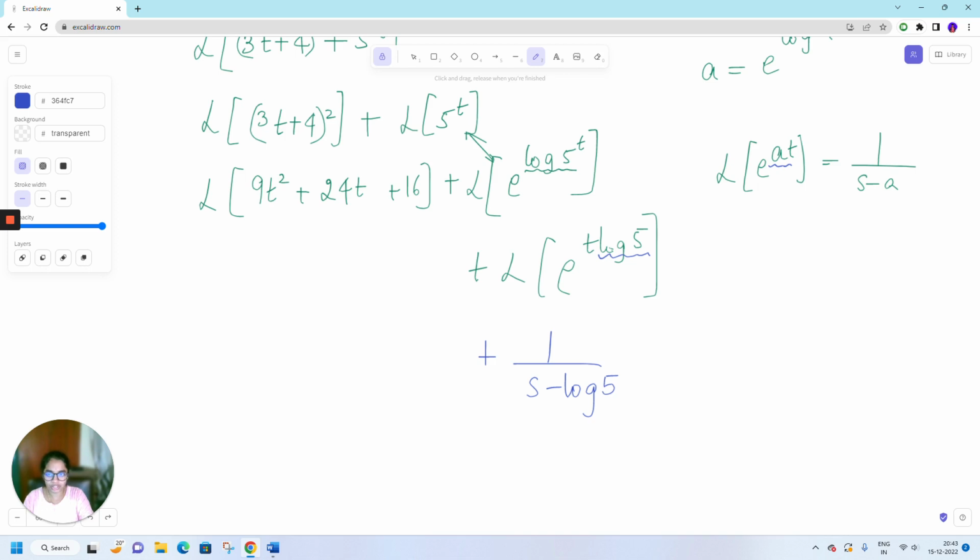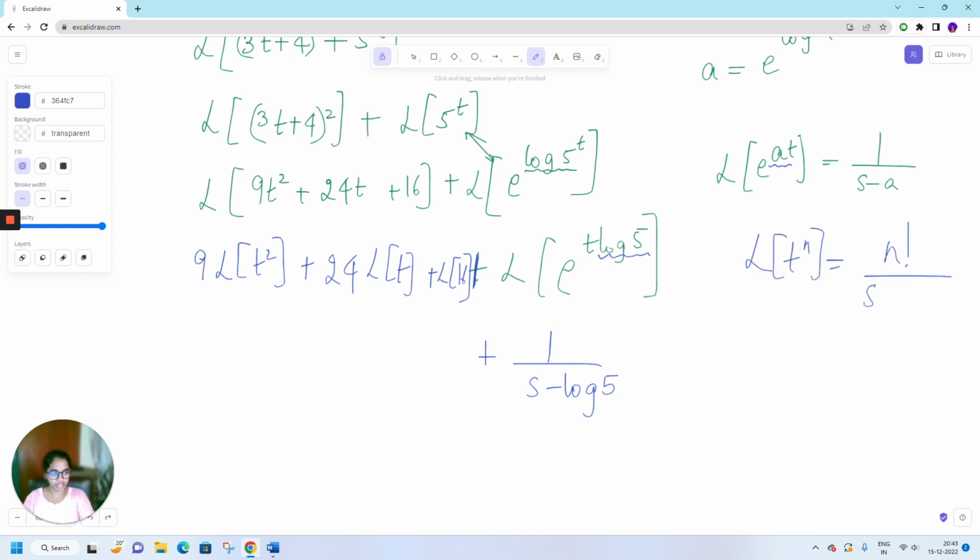Okay, moving on to this one. We have 9t square. 9 is a constant. Laplace of t square plus 24 is a constant, Laplace of t plus Laplace of 16. Okay, this is plus, not t. What is Laplace of t power n? The formula for Laplace of t power n is n factorial divided by s to the power n plus 1.